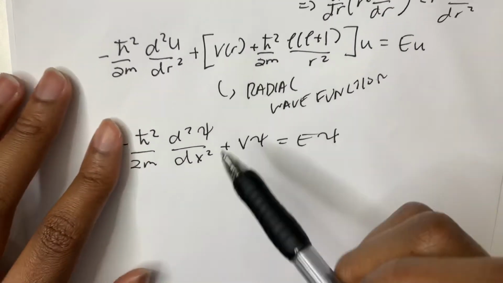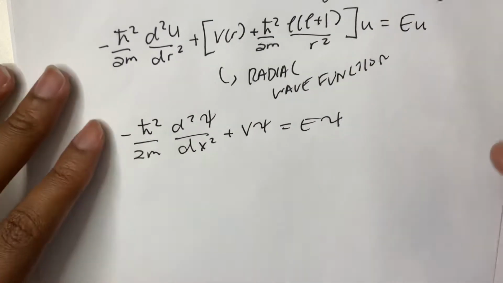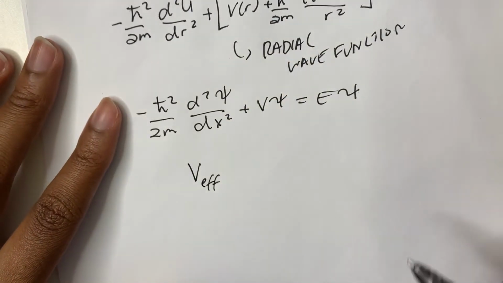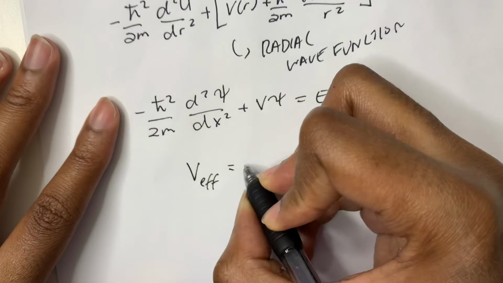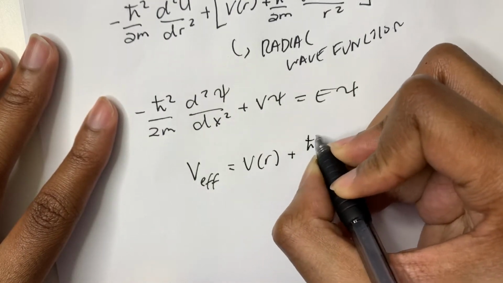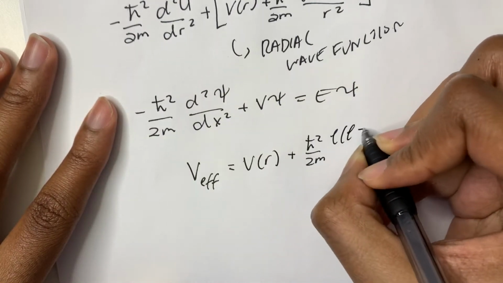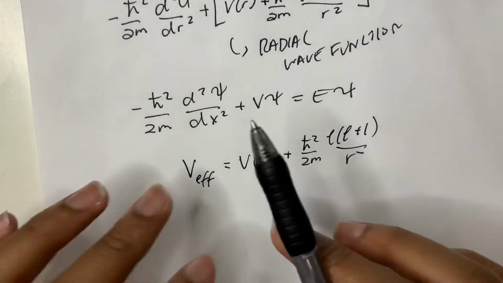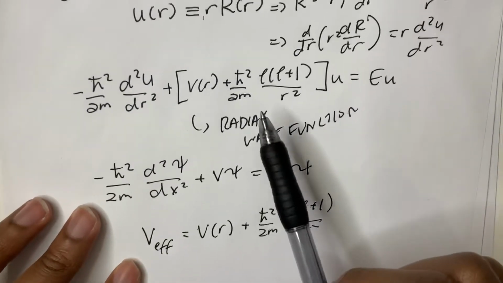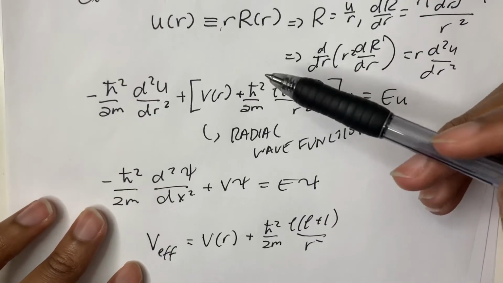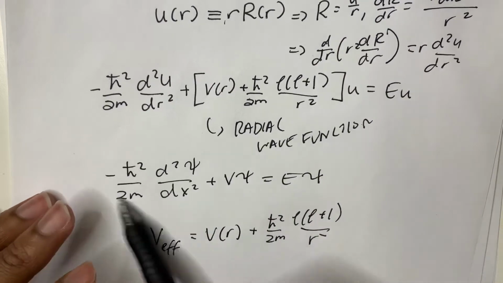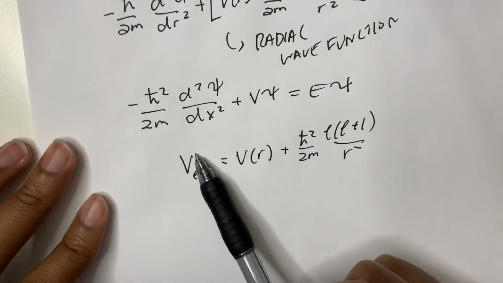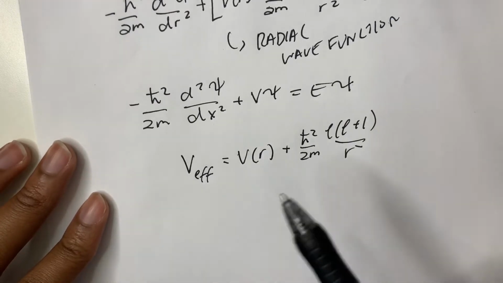So we can treat this whole thing as some new potential called the effective potential. And the effective potential is going to be v of r plus h bar squared over 2m. Now, note that this isn't actually the potential energy, but it's as if this entire thing is the potential energy, so that it would map one-to-one with the one-dimensional position case for the Schrodinger equation. So this is what we call the effective potential.